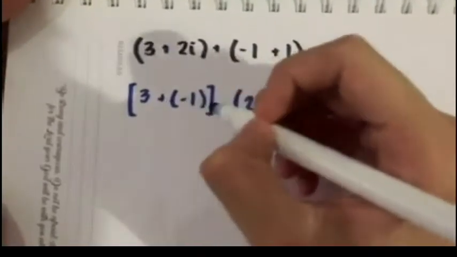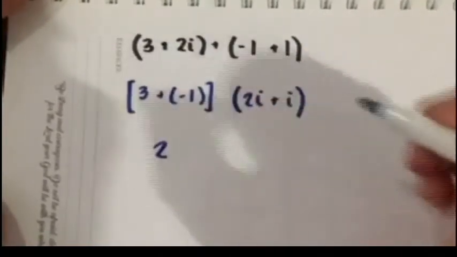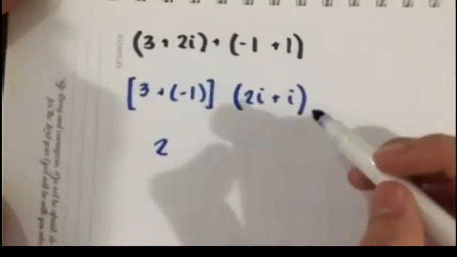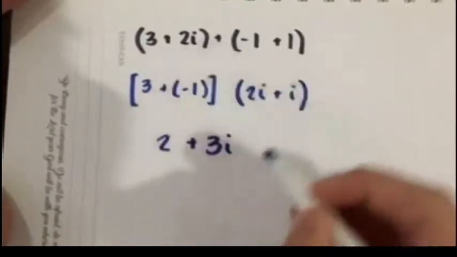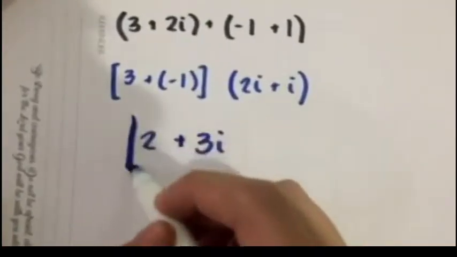3 plus negative 1 is equal to 2. Then 2i plus i is equal to 3i. Here we have our final answer.